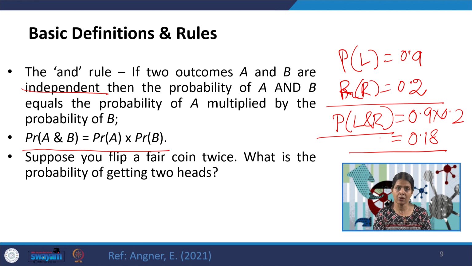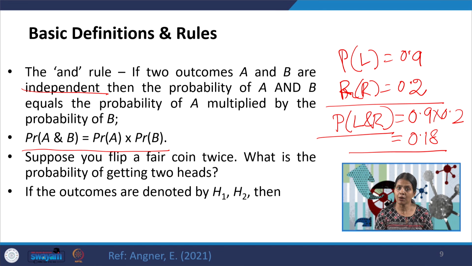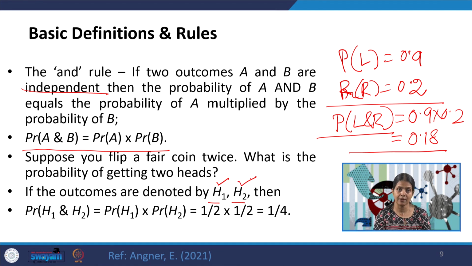Suppose you flip a fair coin twice, what is the probability of getting two heads? If the outcomes are denoted by H1 and H2, the head from the first trial and the head from the second trial, then the probability of H1 and H2 is the probability of getting a head in the first trial times the probability of getting a head in the second trial. In each trial the probability is 1 upon 2, and as a result the probability of getting two heads is 1 upon 4.